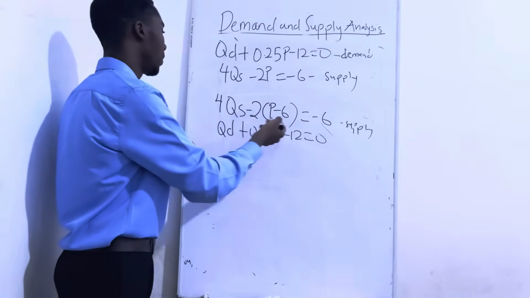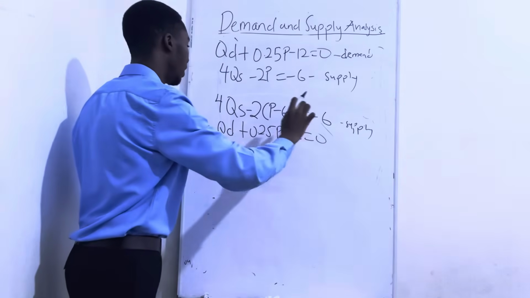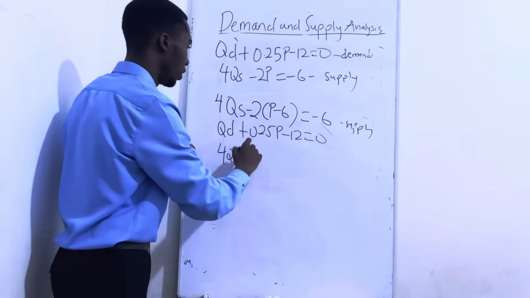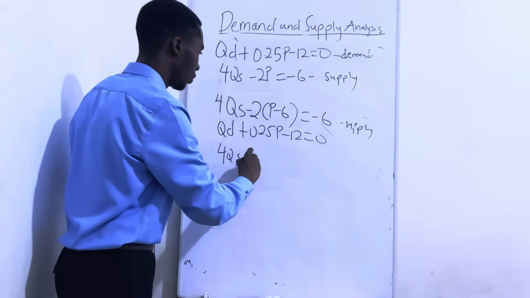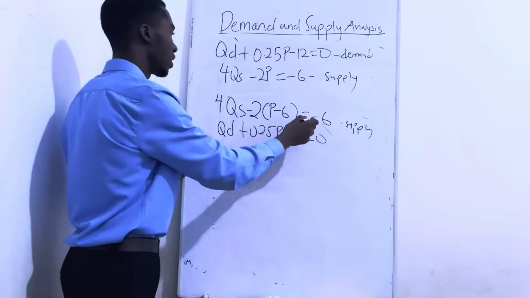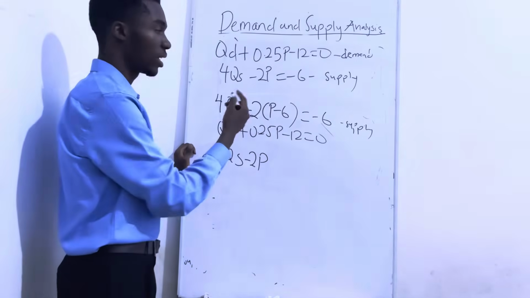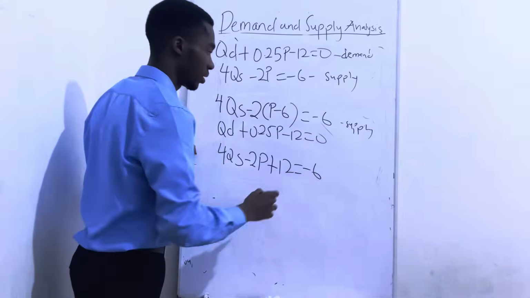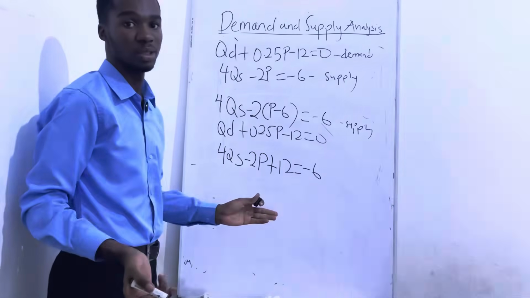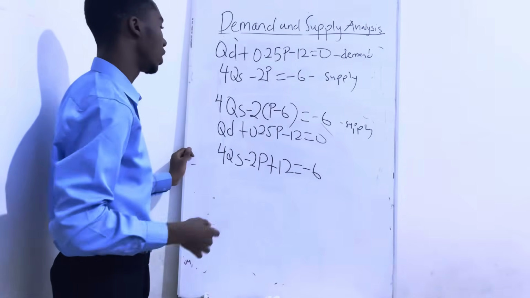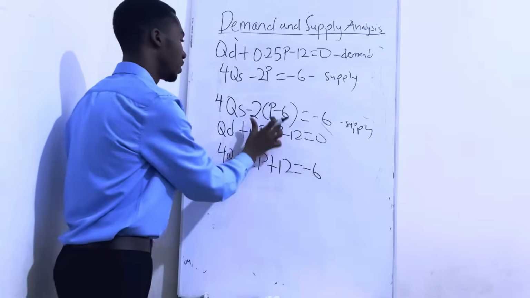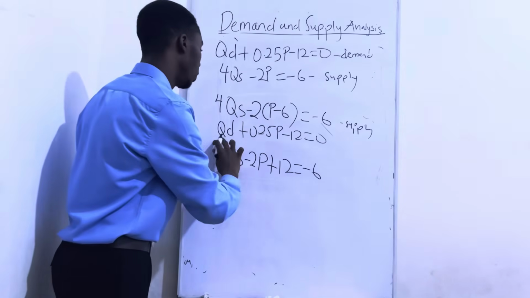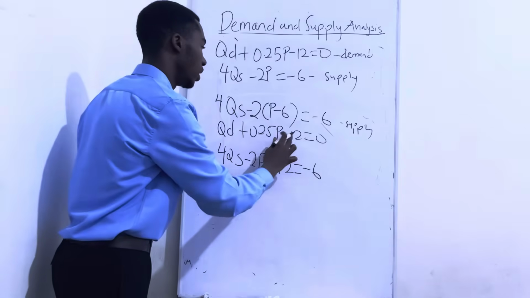You get it? So for the supply equation, we can just simplify this. So we have 4QS, then minus 2p, negative 2 multiply p, so minus 2p, then plus 12. Negative 2 times negative 6, negative, negative, positive, plus 12 is equal to negative 6. So this becomes our final supply equation when the tax is introduced. So now what do we do? We just solve both of them simultaneously. So we can bring the 12 to this side. So QD plus 0.25p is equal to 12.